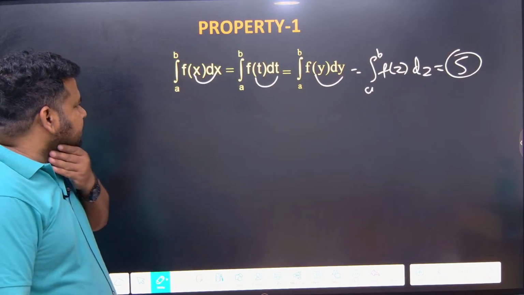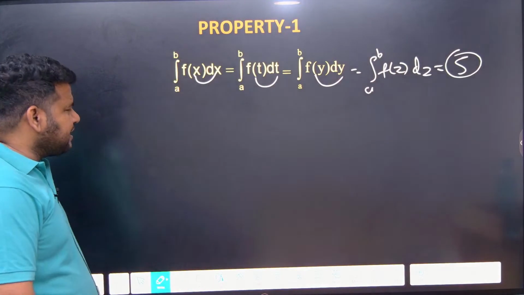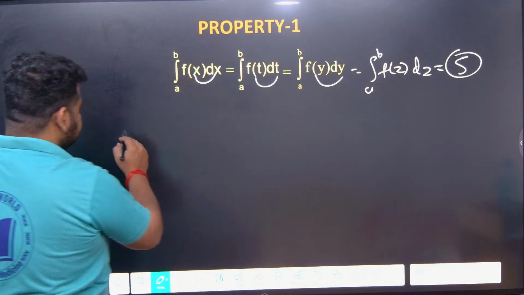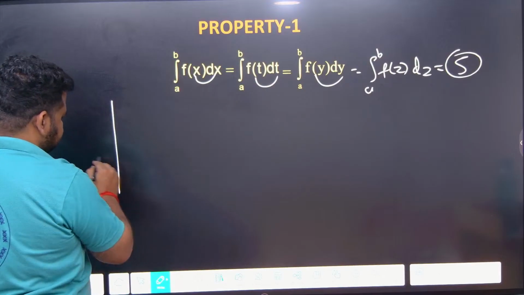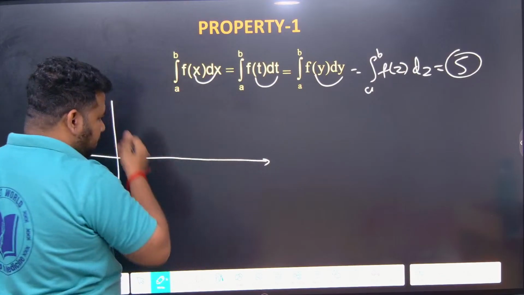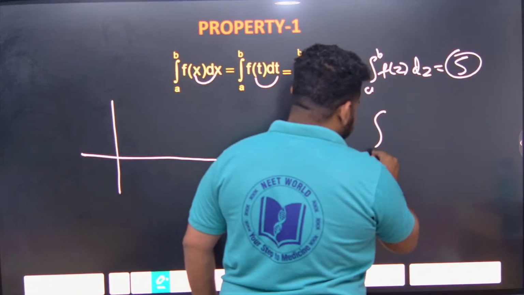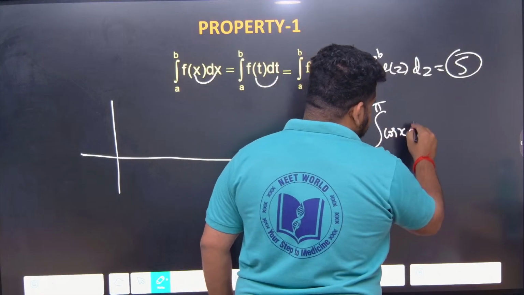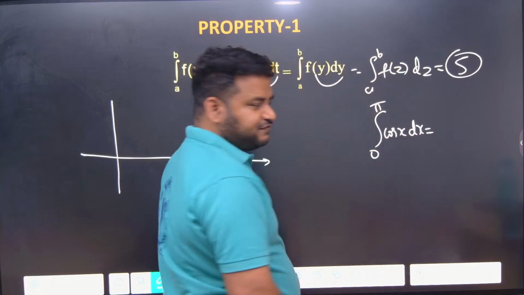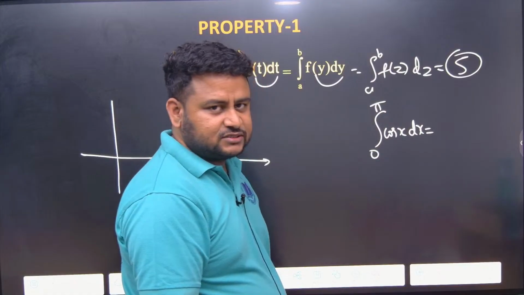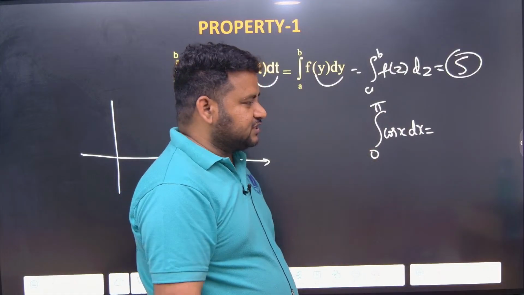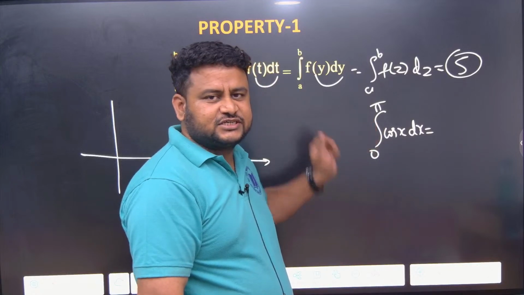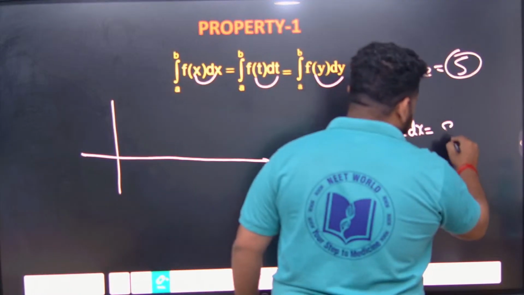Now observe carefully. Now if you are given to find out, using the first property, let us take an example. See here, 0 to pi, if I ask you to find integral 0 to pi cos x dx. What is integral of 0 to pi cos x dx? First of all, find out integral of cos x dx. Cos x dx is what, friends? It is nothing but sin x.